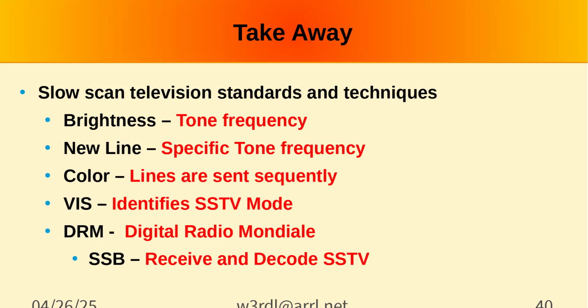They send color lines sequentially. They use the vertical interval period to identify the mode. And Digital Radio Mondiale, however you pronounce it, can be used to send and receive slow scan TV.